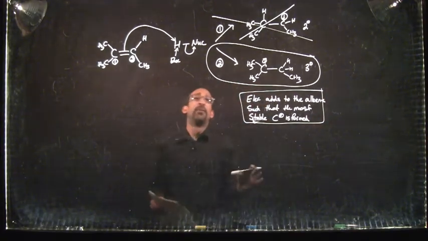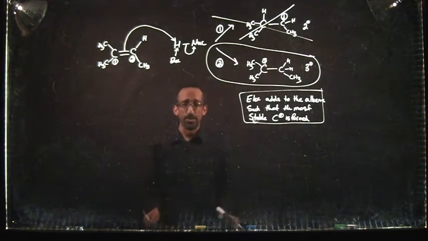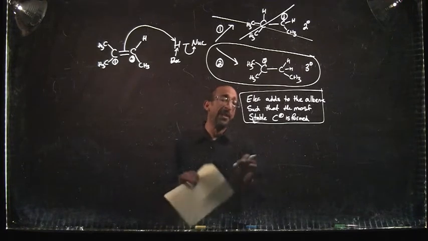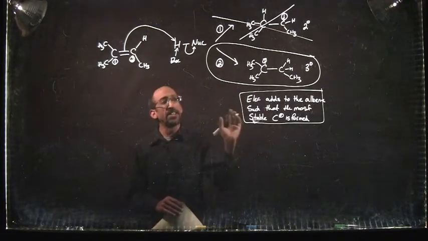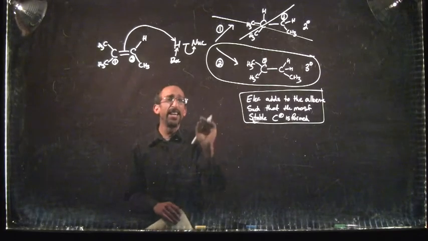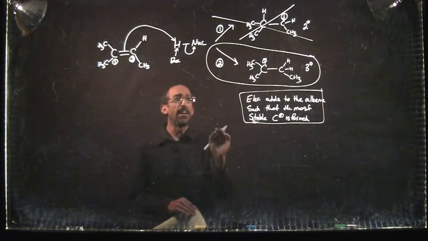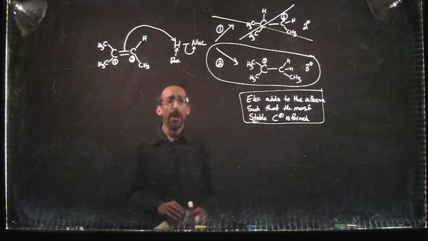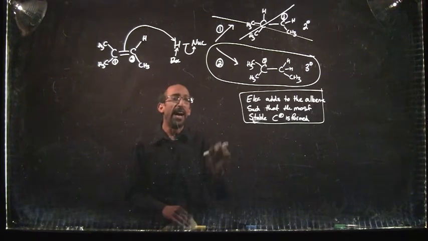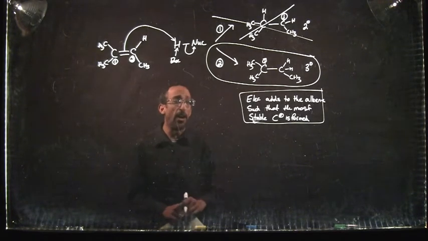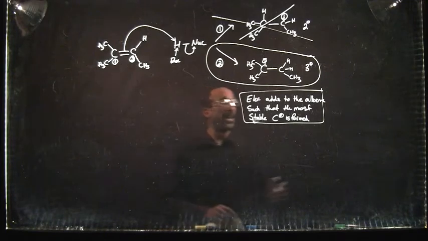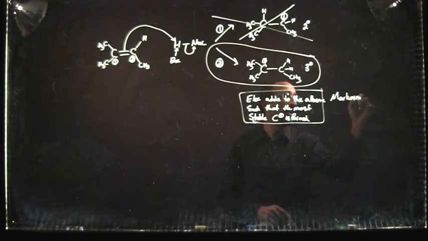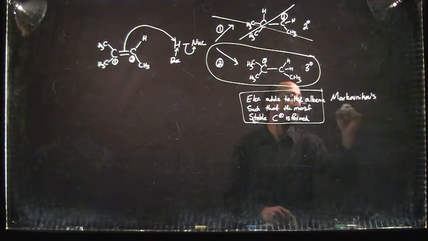This is going to be our guiding principle for all electrophilic addition reactions, even ones that don't technically form a carbocation. We're going to see one of those in the third reaction we look at today. But this is going to be our guiding principle, that in electrophilic addition, the electrophile adds to the alkene such that the most stable carbocation is formed. This rule is so important that the chemist who figured this principle out has the rule named after him, and this is known as Markovnikov's rule.